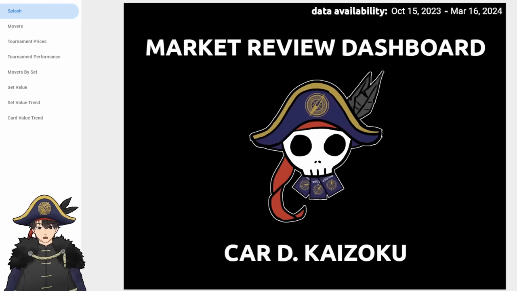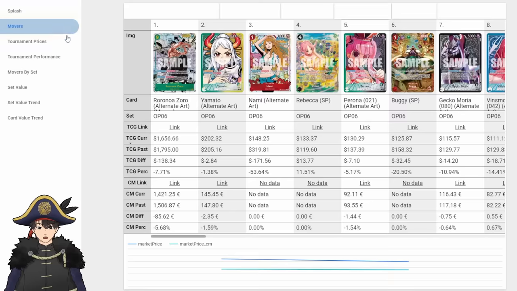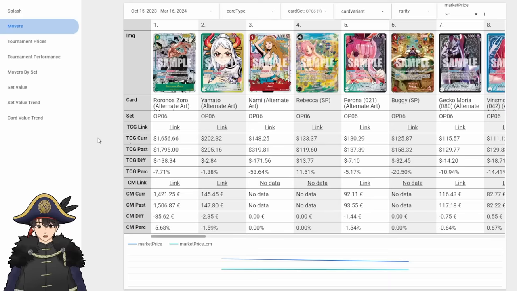All right, let's move on to the first tab that I want to go over here. I already have it filtered by OP06. I sorted it by current price, TCG player current price. We'll just take a look at all the card prices right off the bat, just to set a baseline for us. So most expensive card, who would have guessed it? It's Manga Zoro. It's a manga rare that starts off over 1,000.